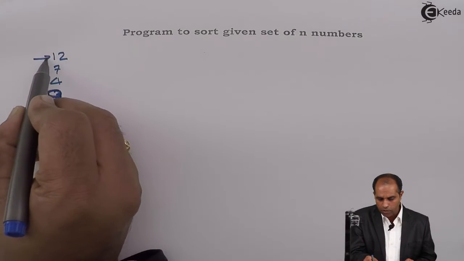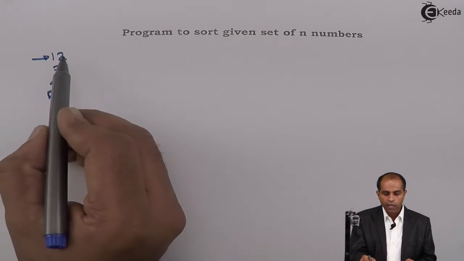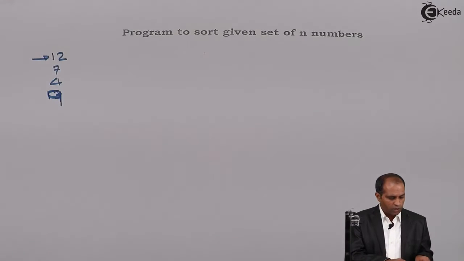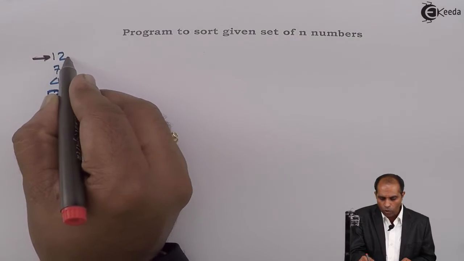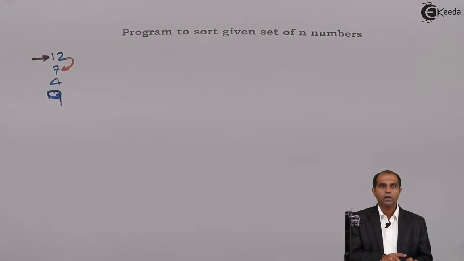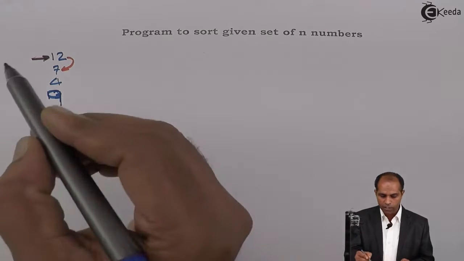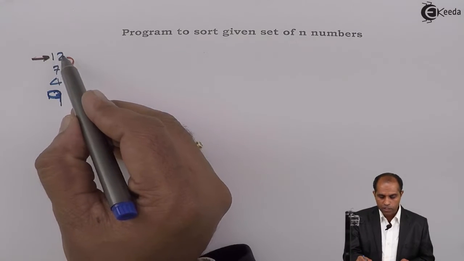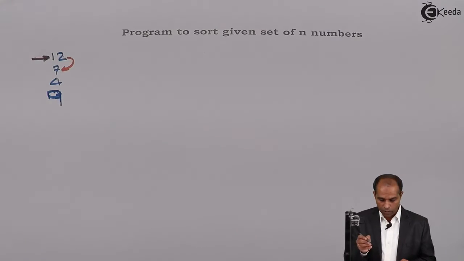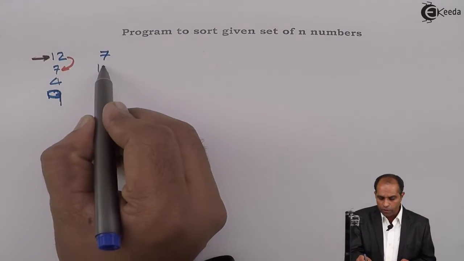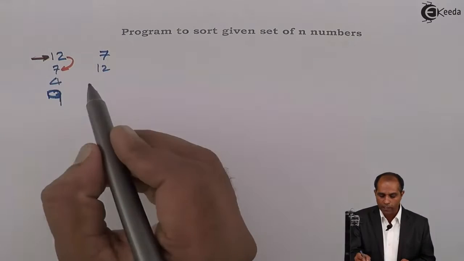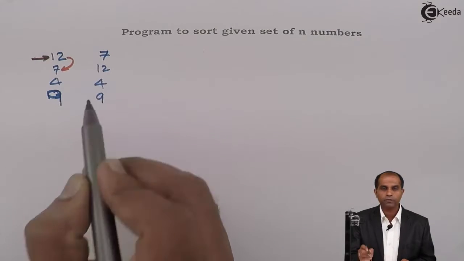In the first step, I'll compare the first number with the remaining numbers of the list. So 12 needs to be compared with all the numbers of the array. Since I'm supposed to arrange the numbers in ascending order, I'll ask: is 12 greater than 7? Yes, it says true. True means 12 comes on the other side, so I'll interchange these two values, and then 4 and 9.